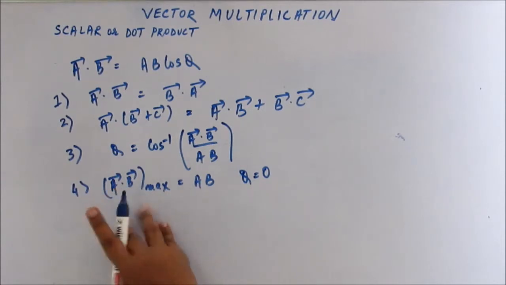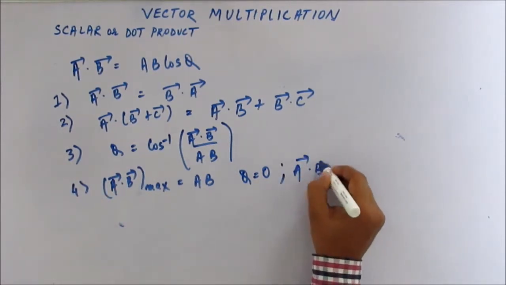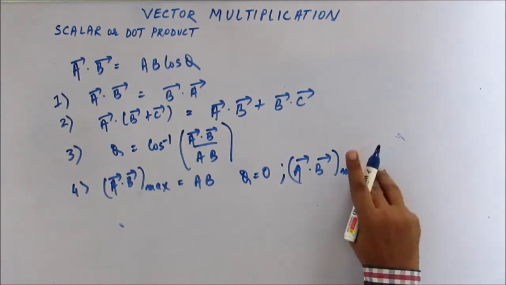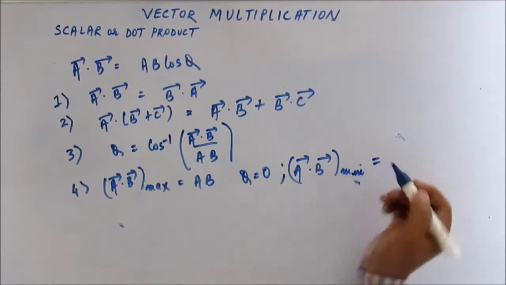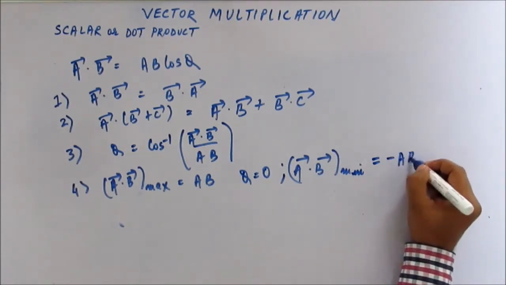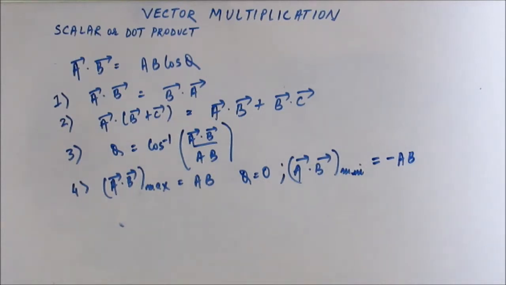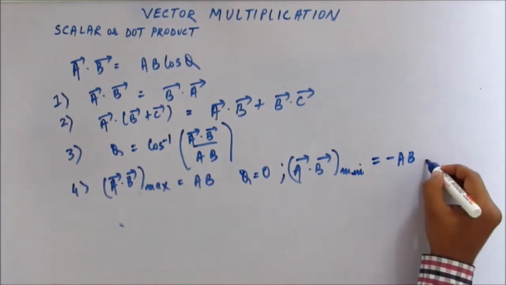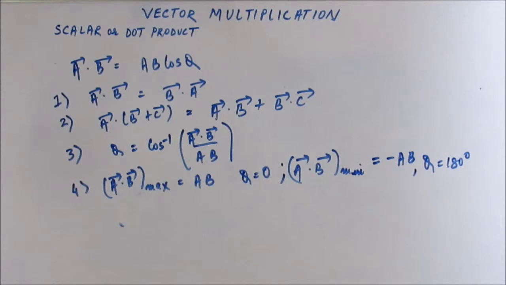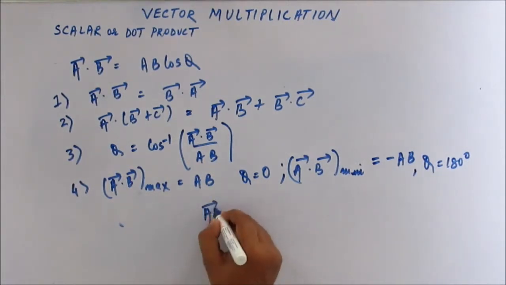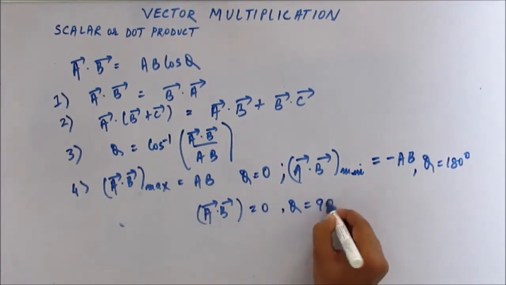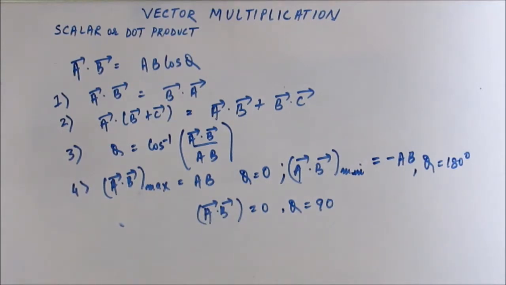Similarly, it will be minimum when, tell me when. First of all, what will be the minimum value? Minimum value would be 0, isn't it? No, it won't be 0, it will be minus A into B, as you must have figured. And that would happen when theta is equal to 180 degrees or pi radians. And the dot product will be 0 when theta is equal to 90 degrees. This you must have understood.